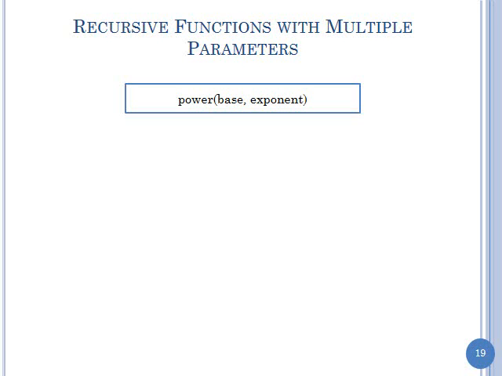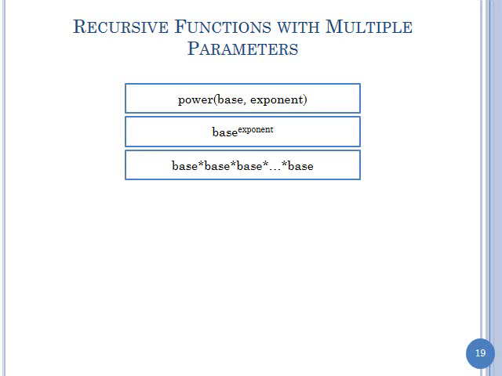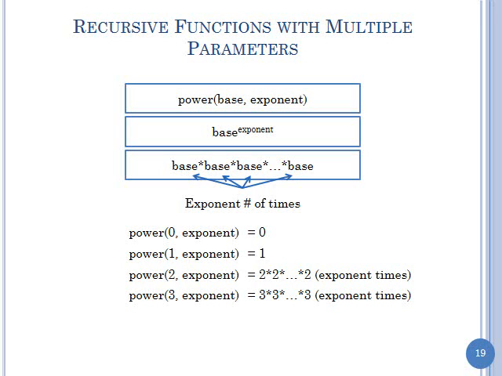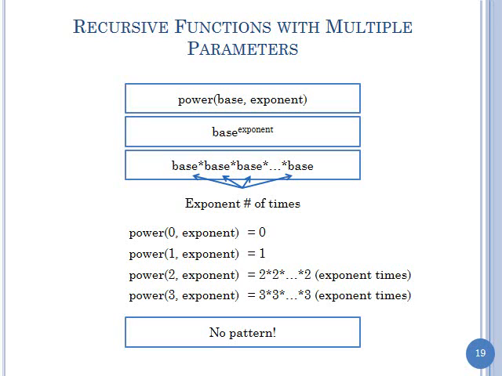Now, factorial is not the only problem that we do with recursion. Let me try this one. This is more complicated because we've got 2 parameters. What I'm really doing is saying, please multiply the base exponent number of times. I can say power of 0, exponent is 0. 1, exponent is 1. 2 is 2 multiplied by 2 multiplied by 2, exponent times. So I'm trying to derive a little functional recursive step, but I don't seem to be succeeding very well, do I? There's no real pattern here. So maybe this is a problem we don't do with recursion?